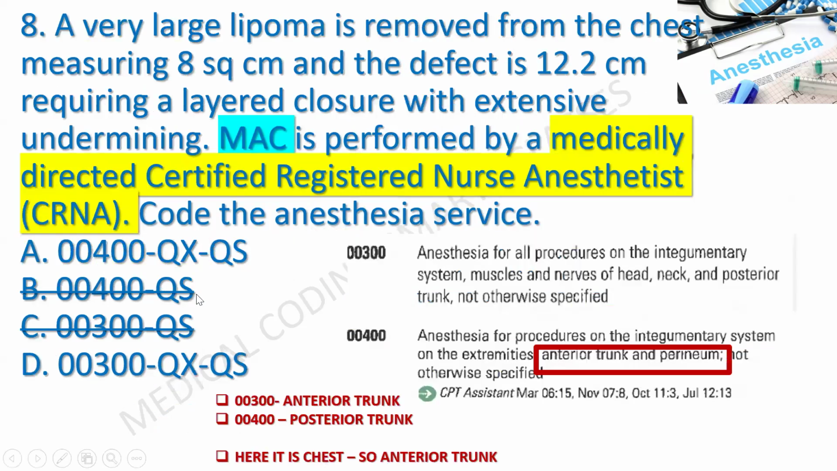So we have two options, A and D. What is the difference between 300 and 400? 300 is posterior trunk, 400 is anterior trunk. And here this is a chest area. Lipoma is removed from the chest. So that means anterior trunk. So 400 is the more apt. So option A.